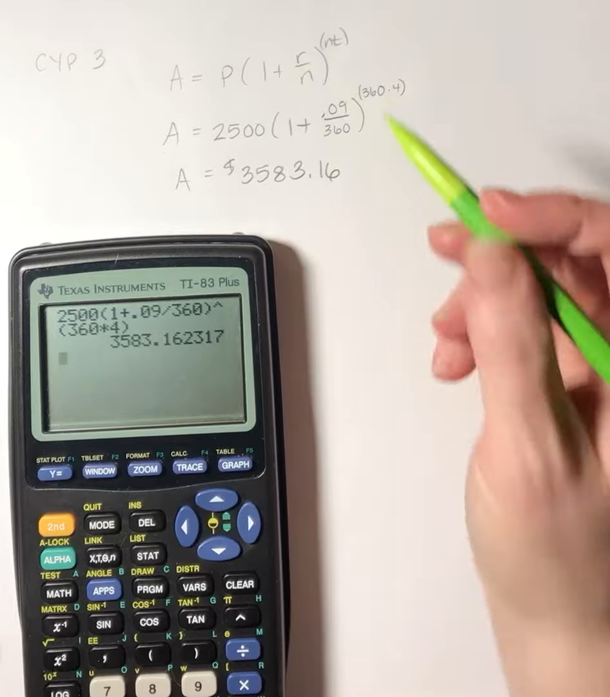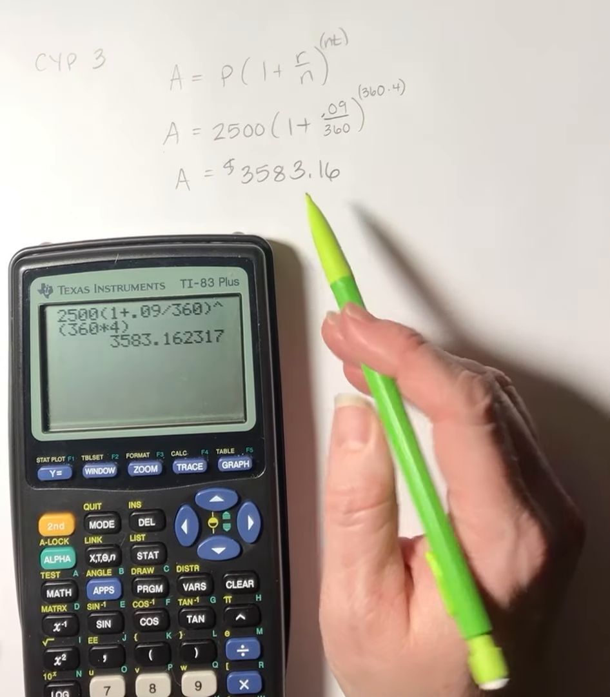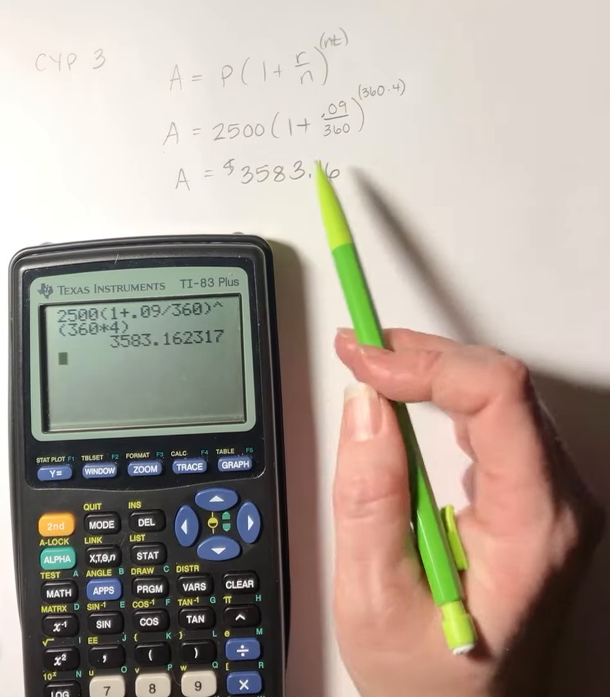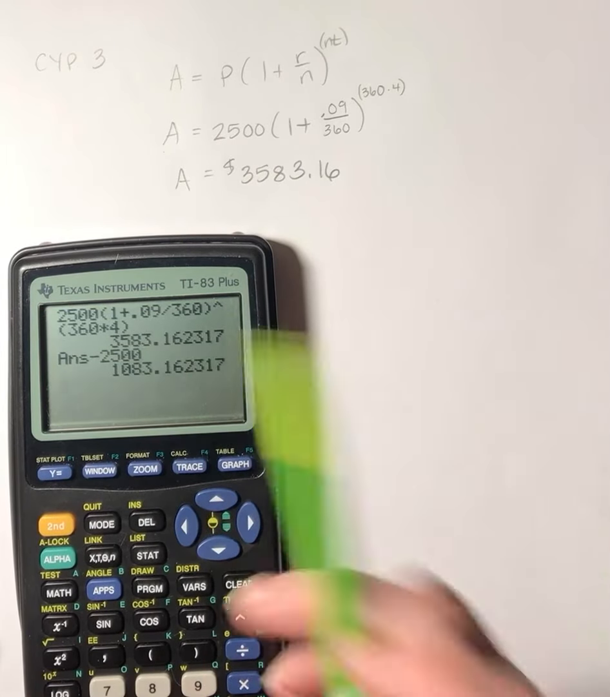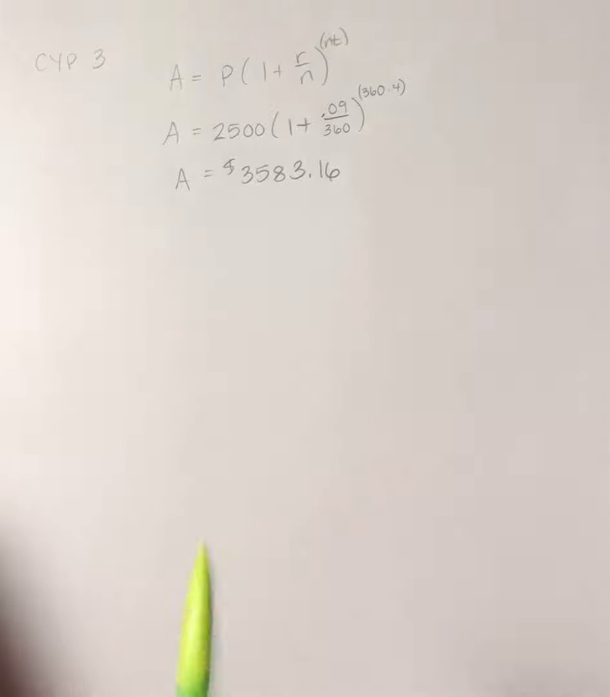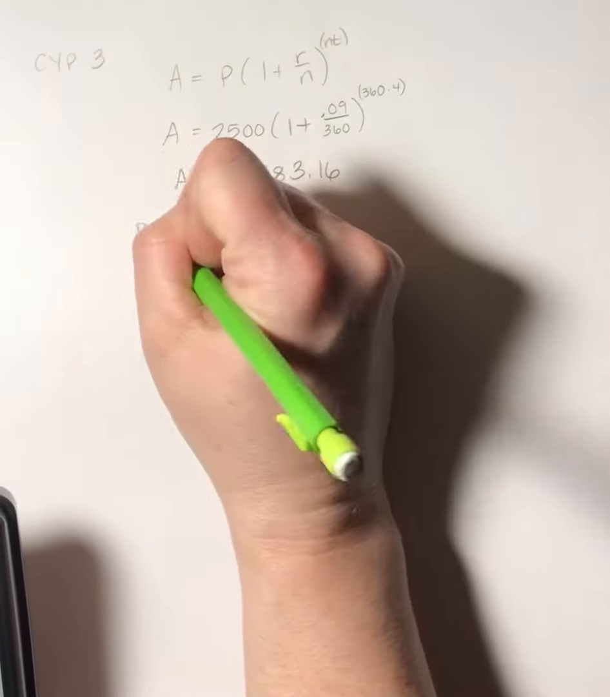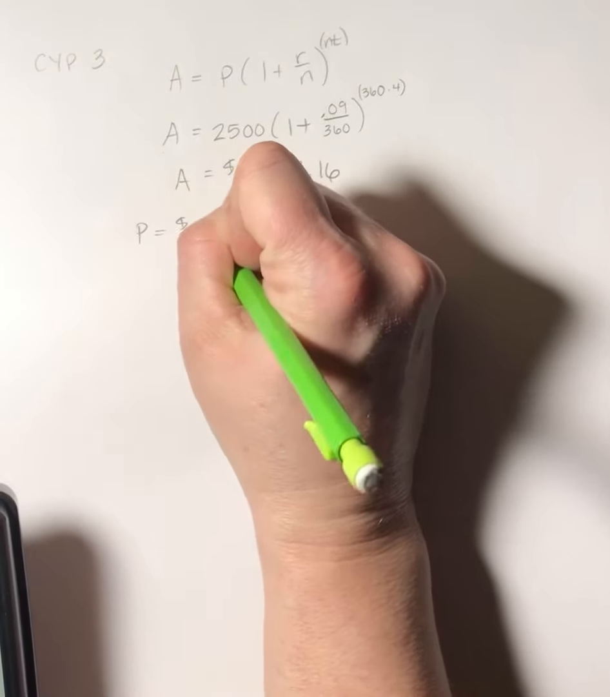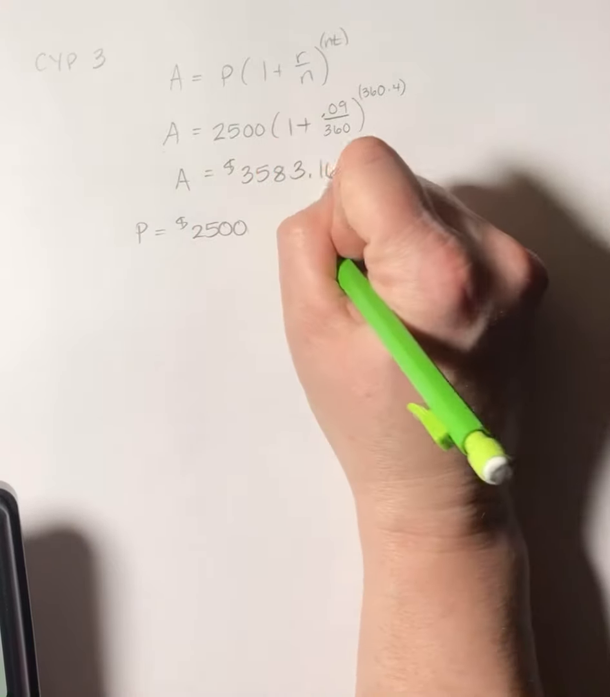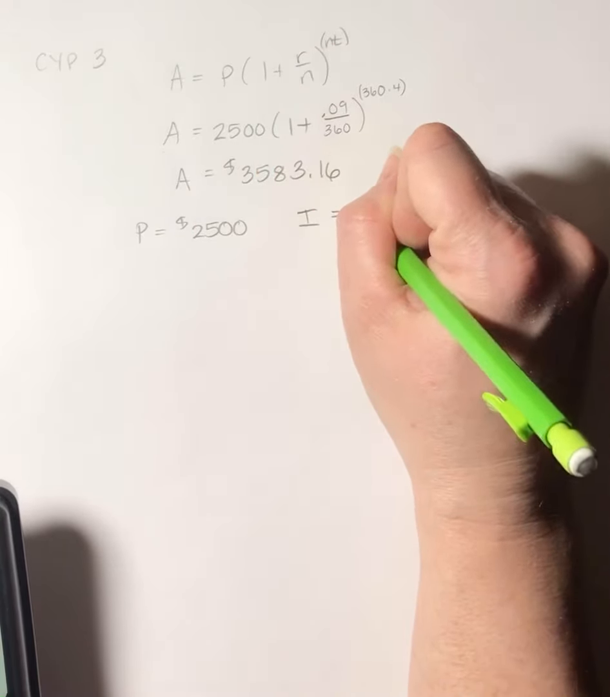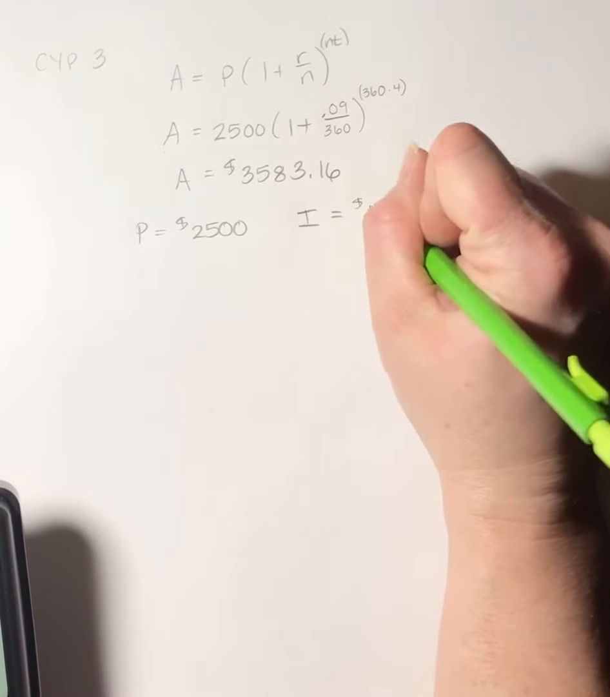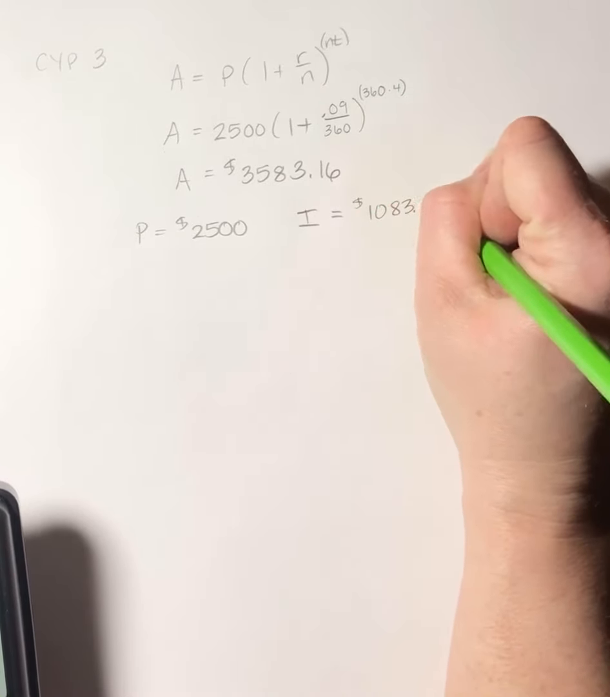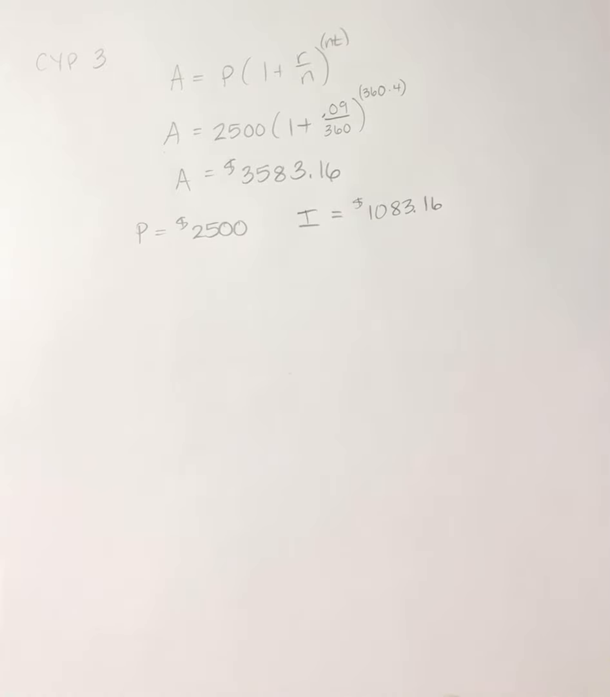So if a person asked, okay, what is my interest? I would take that minus the 2,500, which was my principal. And so my principal again was 2,500. My interest is this minus the 2,500, or the $1,083.16.